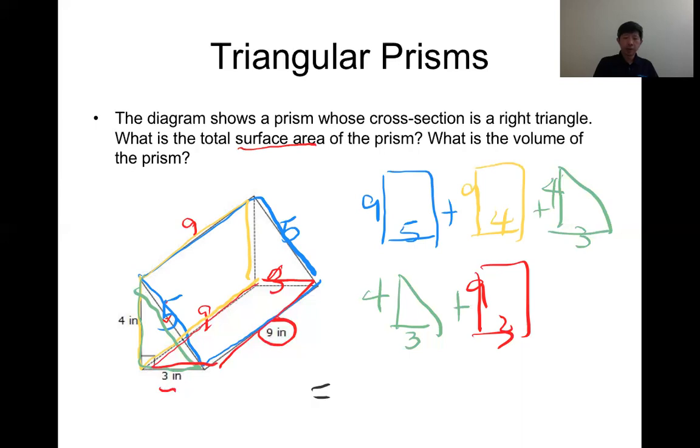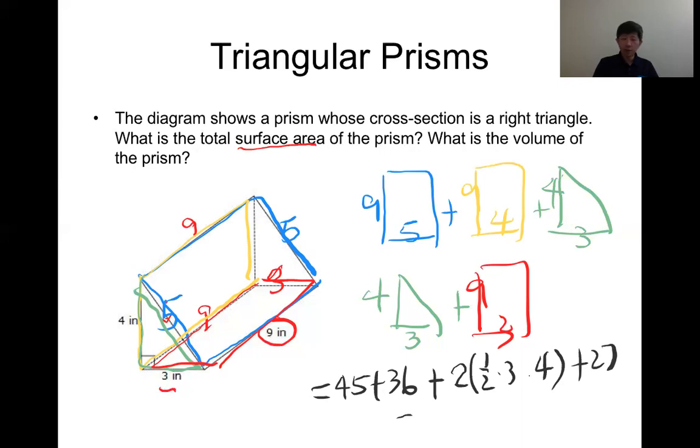So it's 9 times 5, 45. 9 times 4, 36. And then we have 2 triangles there, right? One half, base is 3, and times the height is 4, right? And plus 3 times 9, 27. Now add together, you should be able to get the answer 120 inches square, right? 120 inches square. So that is how we find the surface area of a triangular prism.